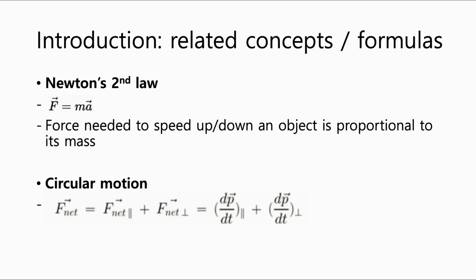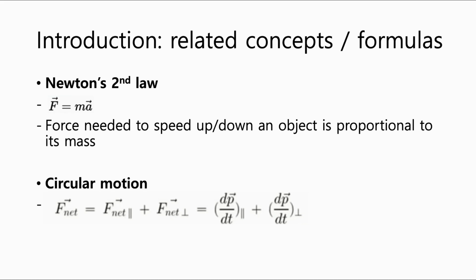Here are the related concepts and used formulas for this experiment. Newton's second law states that the net force is mass multiplied by acceleration. Basically, the force needed to speed up or slow down an object is proportional to its mass. And when the net force is zero, the acceleration also becomes zero.